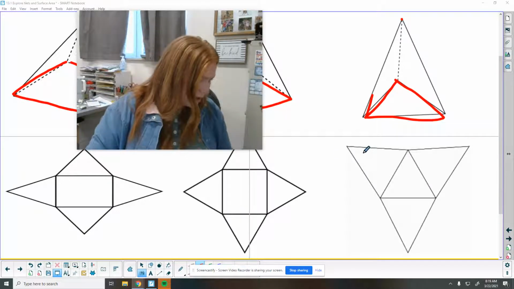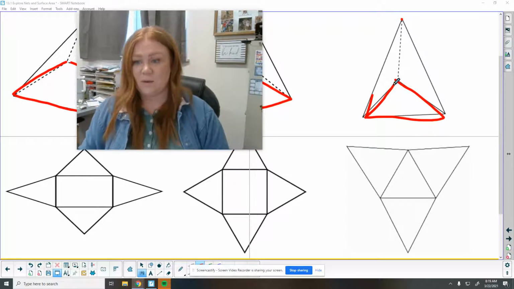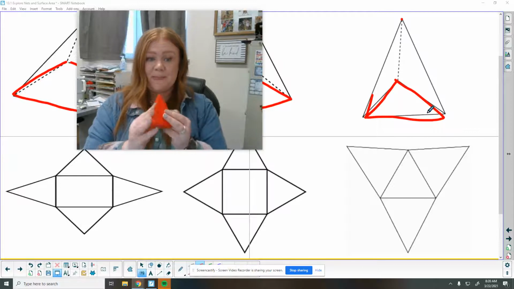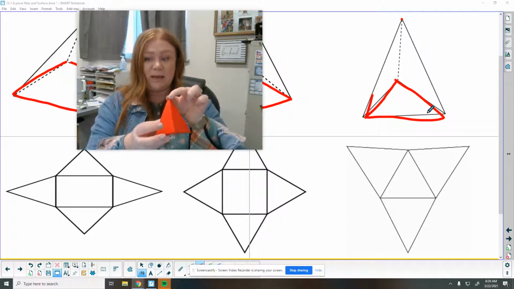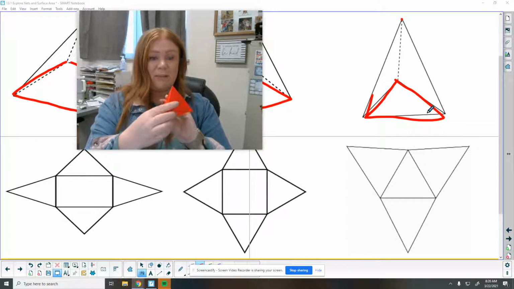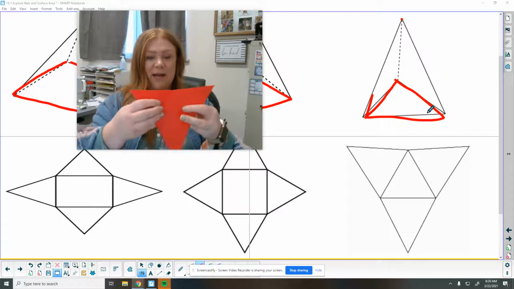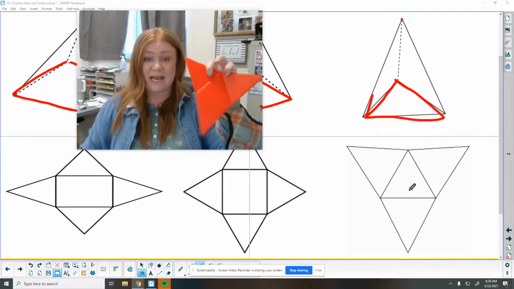So let's look at our triangular pyramid here. On the bottom, we have a triangle. So here's my base. And at the top, it makes that one vertex point. So it's made up of a triangle on the bottom. To go around, there are 1, 2, 3 triangles. When I unfold, there are my 3 triangles that match that net there.